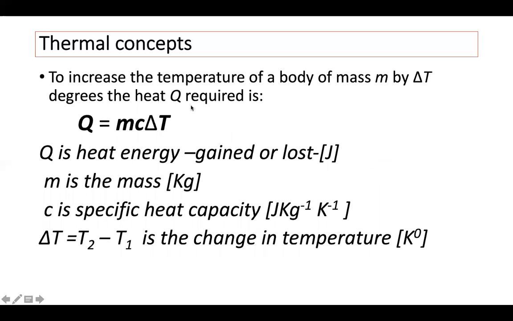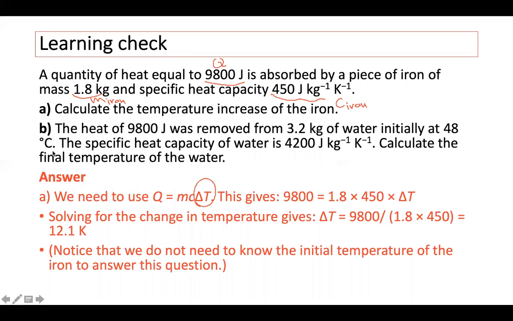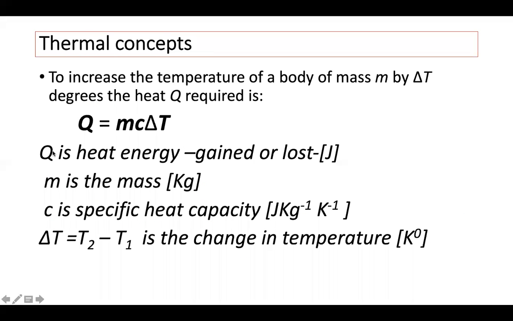To control the amount of heat or energy with the specific heat, we are moving through this formula: Q equals mc multiplied by delta T. Q is the heat energy gained or lost. That amount is measured in joules.